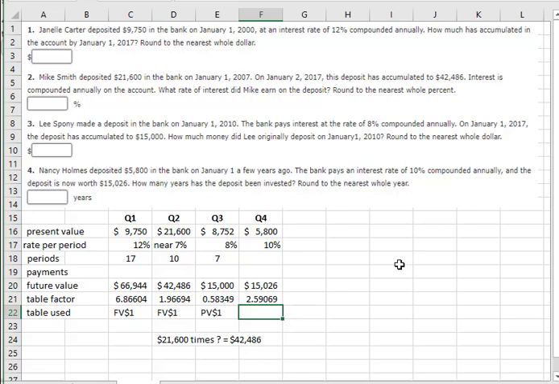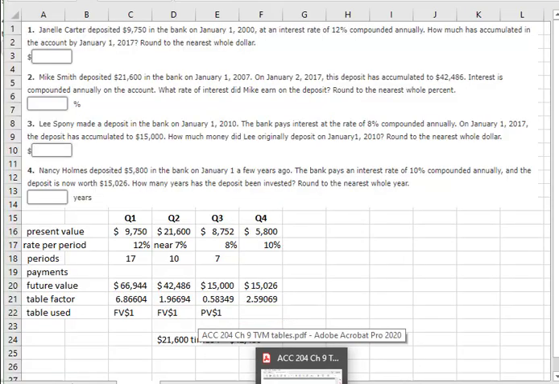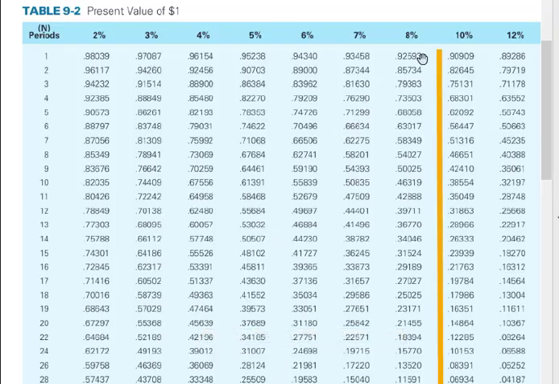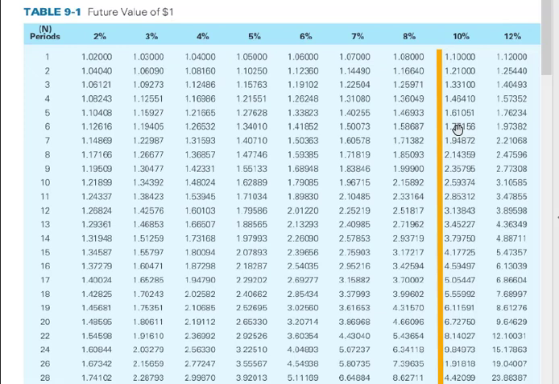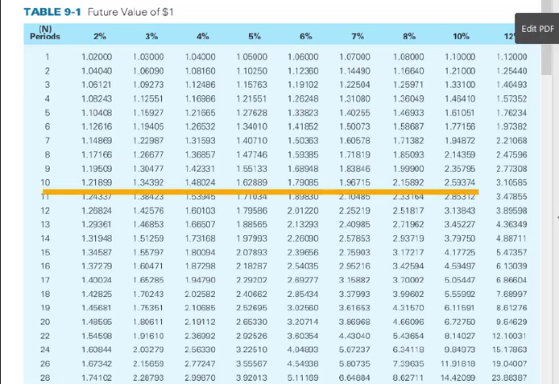And now we're going to go to the table, and we're going to go down the 10% column until we find 2.59. There we go. 10 periods.